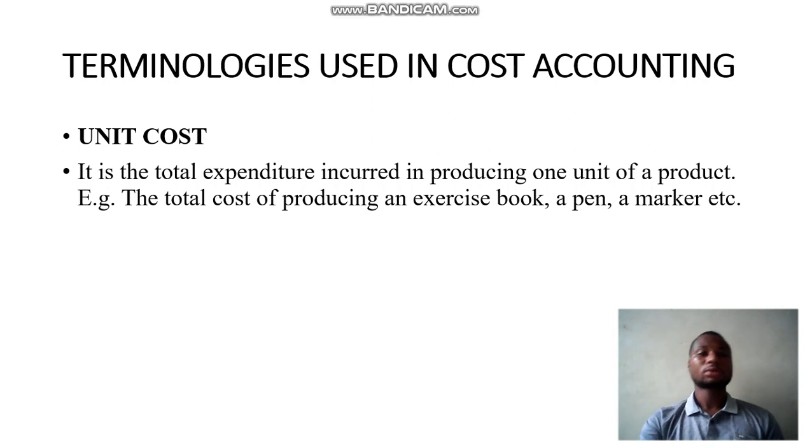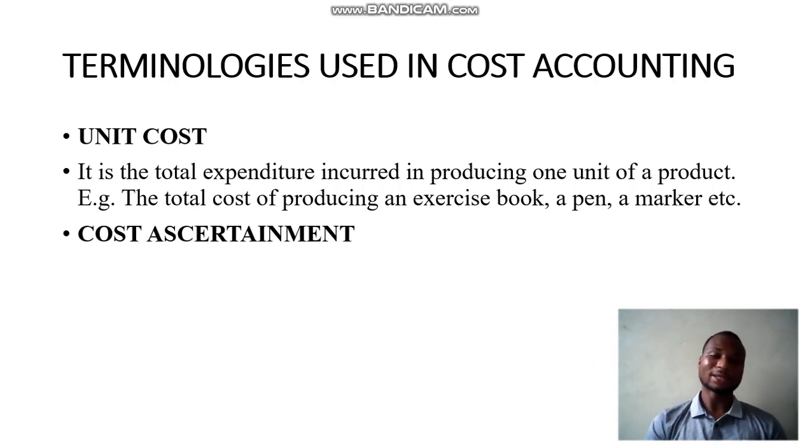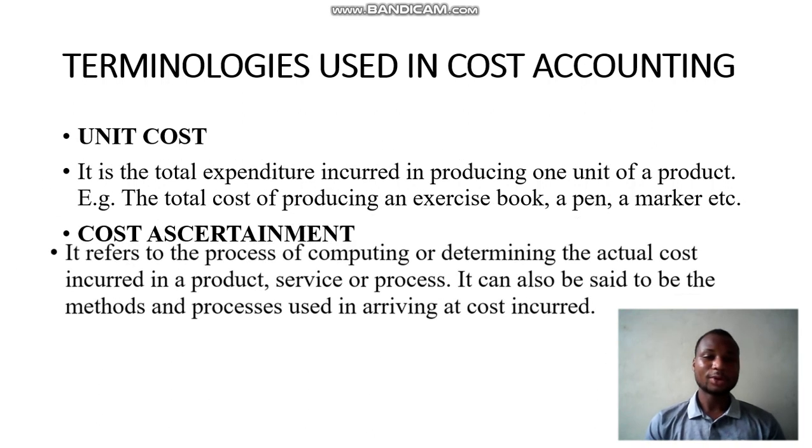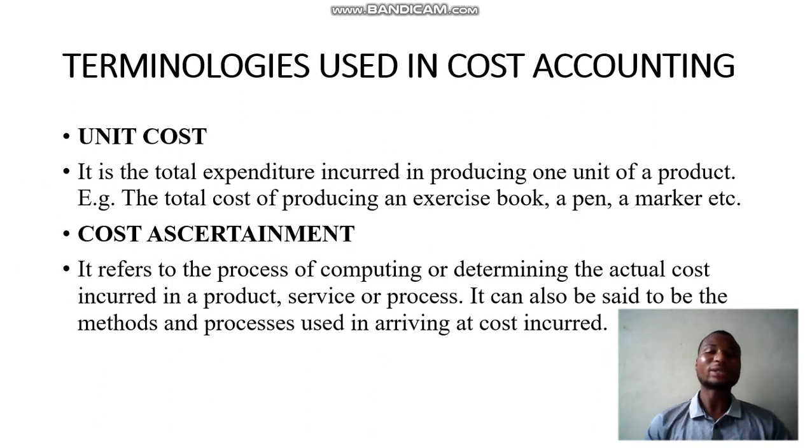All right. Yes. So now let's take another look at cost ascertainment. You have heard it before. So when we say cost ascertainment, what do we mean? So cost ascertainment simply is referring to the processes or the methods that we use to determine cost. So the process of calculating, the process of determining the cost of a particular product, the cost of a service, the cost of an activity is what we say cost ascertainment. Are you following that? So the process of computing or determining the actual cost incurred in a product, a service, or a process, then we say it is a what? Cost ascertainment. Okay? Yes.